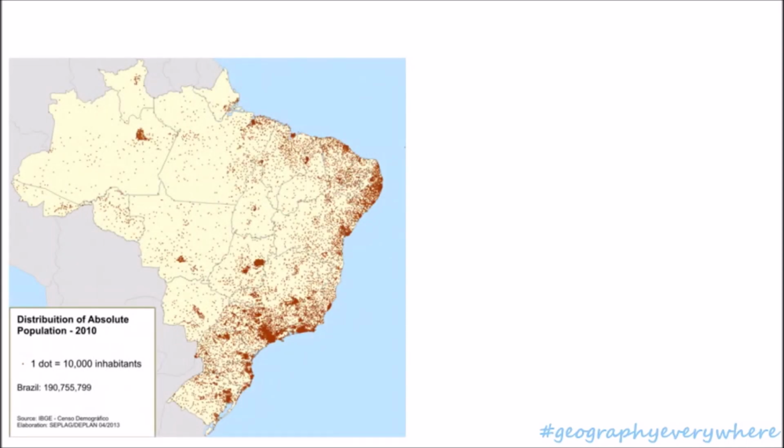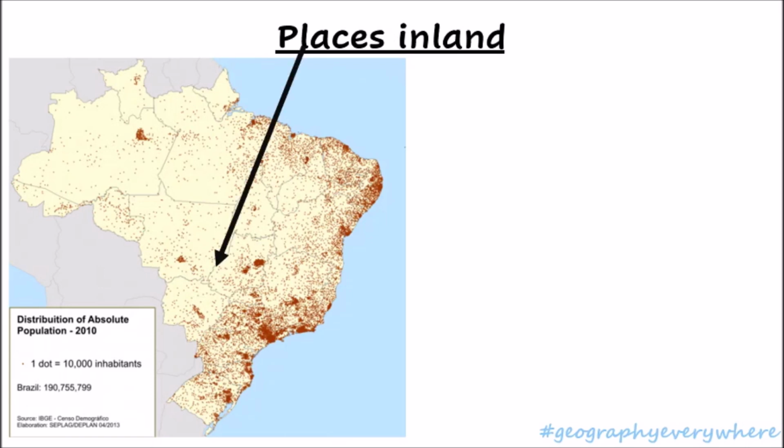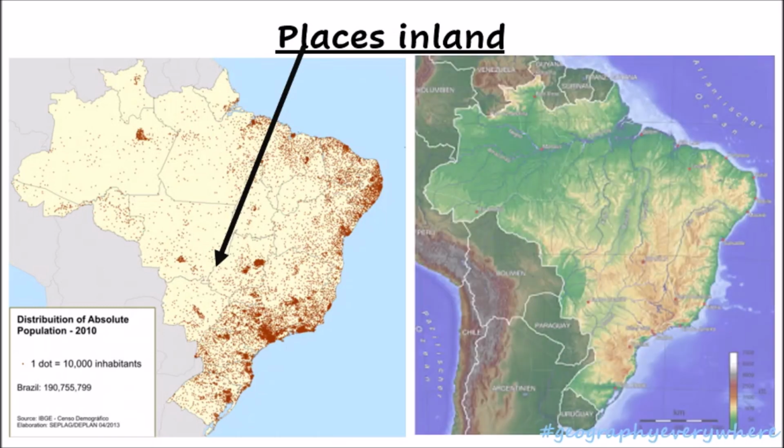Let's first take a look at a population map of Brazil. On this distribution map, each dot is 10,000 inhabitants. You can see that most of the population is by the coast. However, if you look at places inland, this area, you see that it's quite sparsely populated. There are not many people living there.